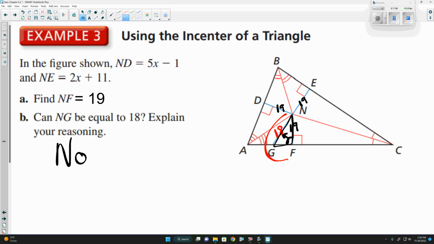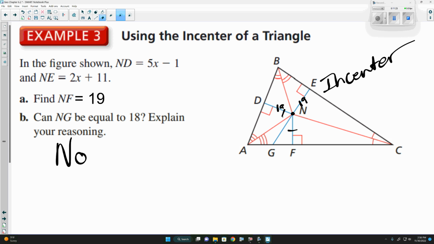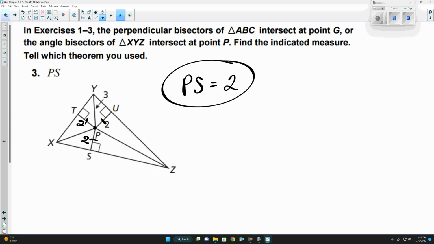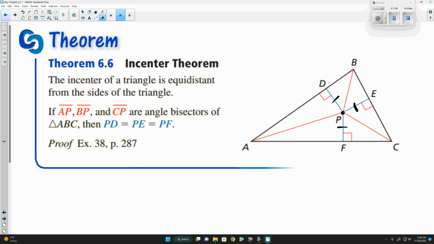One side is a number. How are you knowing that all the other ones are also that same number? This here, because of the triangle, these are all angle bisectors. So this here is the incenter. So these three sides have to be the same length. The incenter of a triangle is equidistant from the sides.